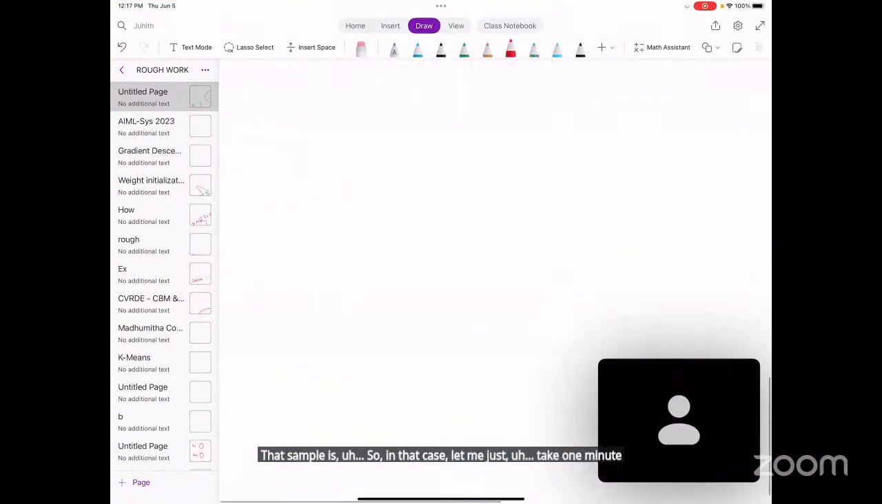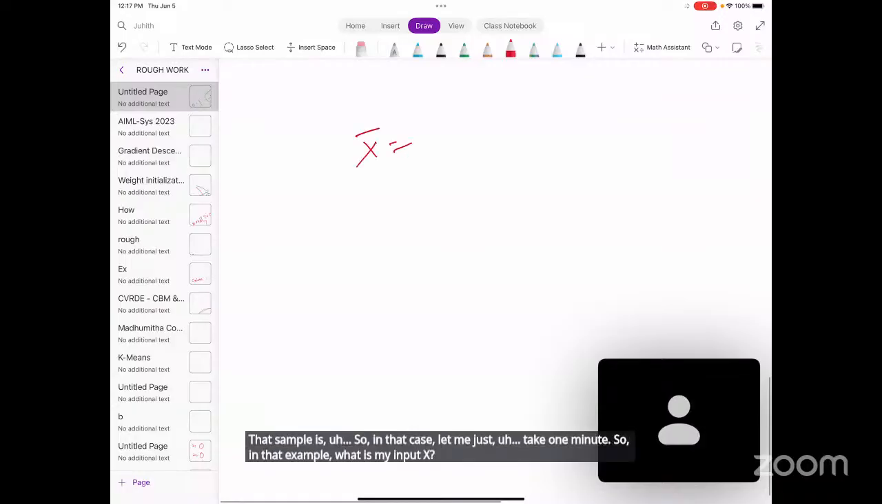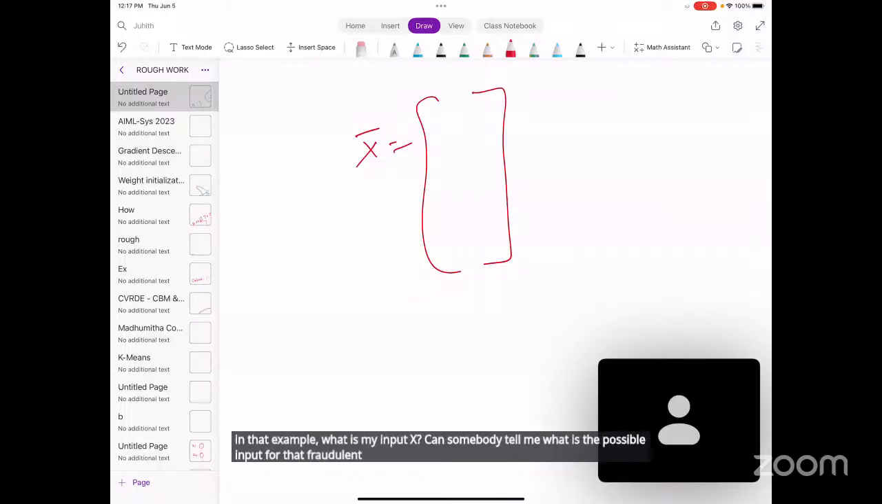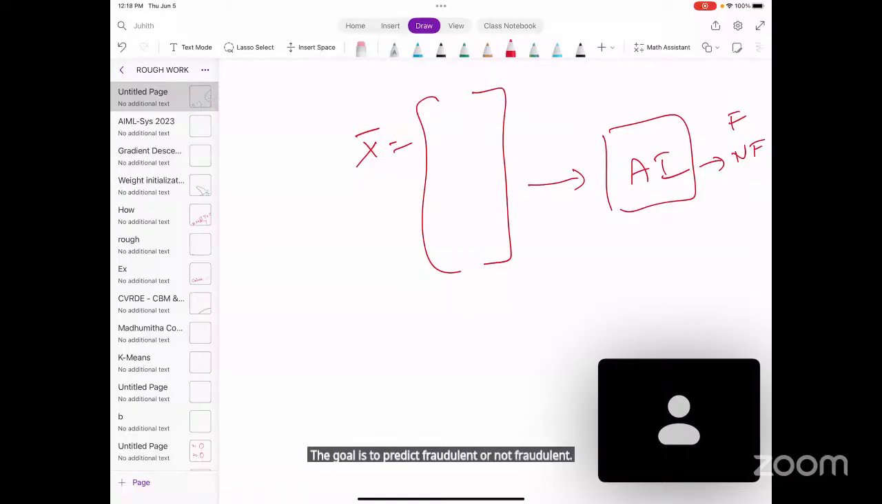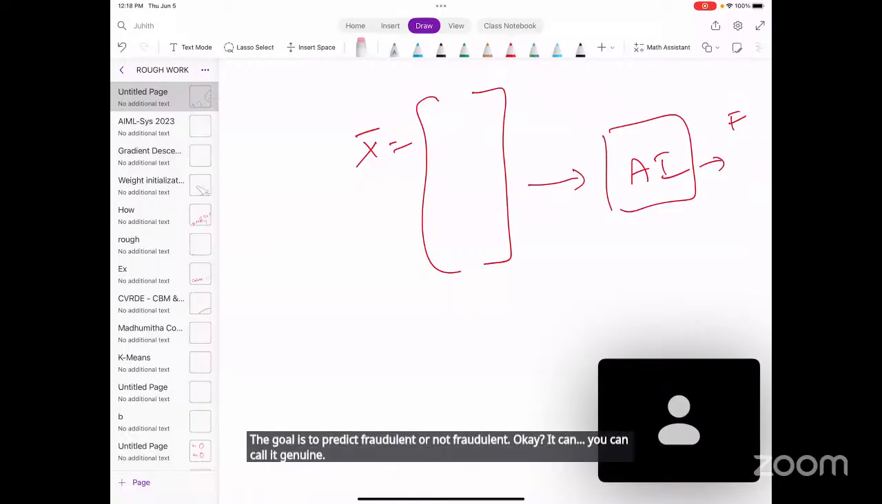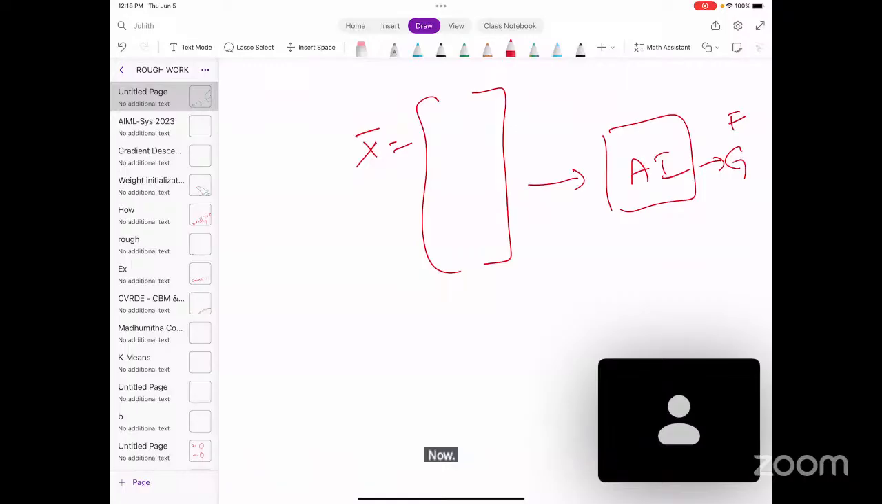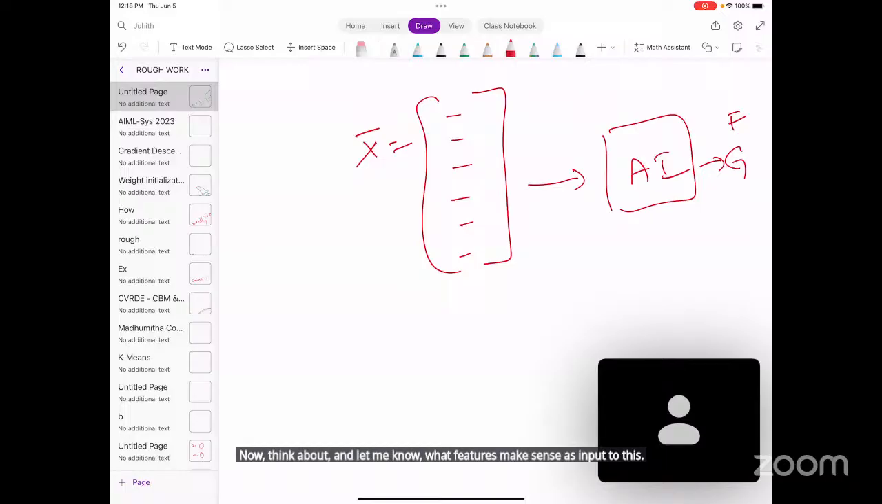So in that example, what is my input X? Can somebody tell me what is the possible input for that fraudulent transaction AI algorithm? What can go as input to the algorithm? The goal is to predict fraudulent or not fraudulent. You can call it genuine. Now think about and let me know what features make sense as input to this algorithm.